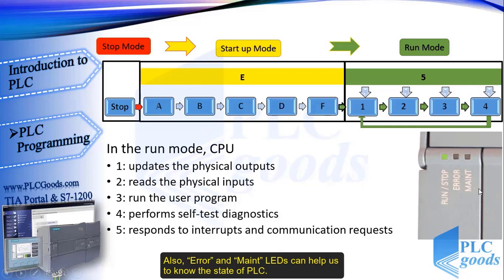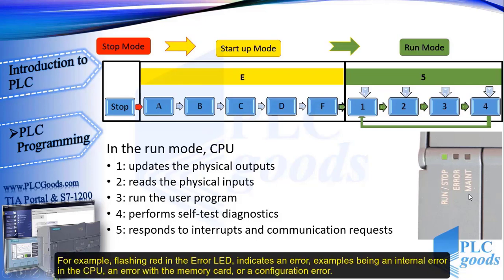Also, the error and maint LEDs can help us to know the state of the PLC. For example, flashing red in the error LED indicates an error, examples being an internal error in the CPU, an error with the memory card, or a configuration error.